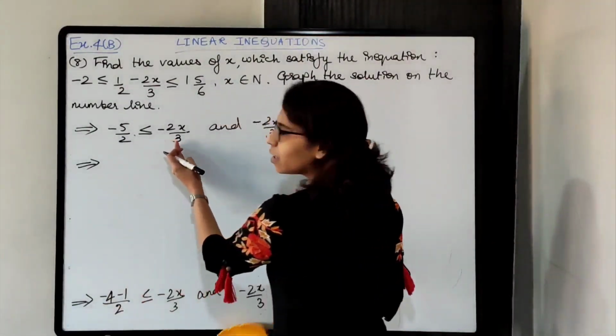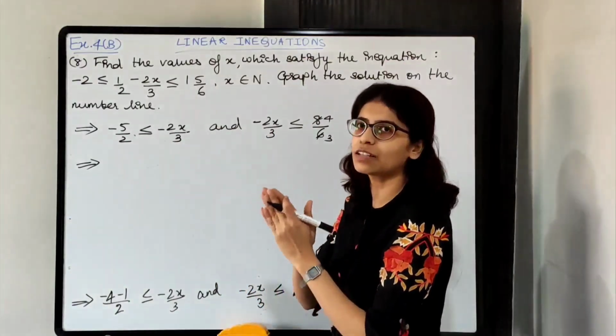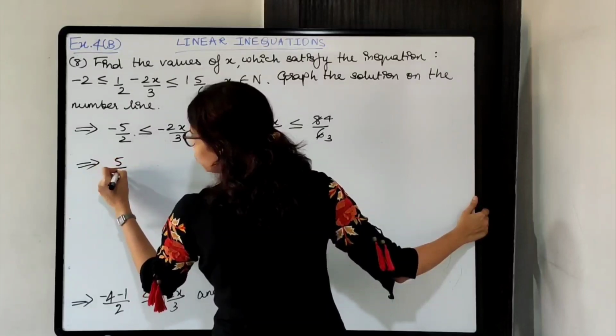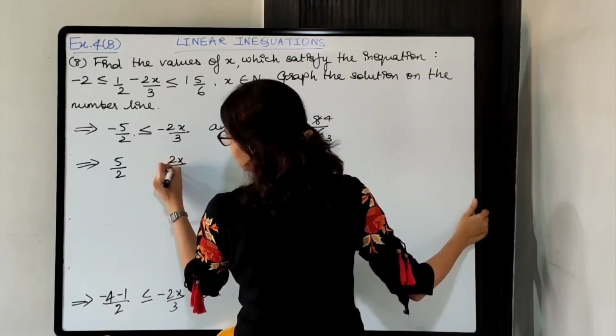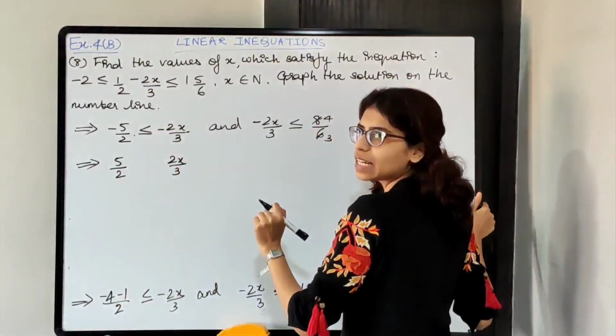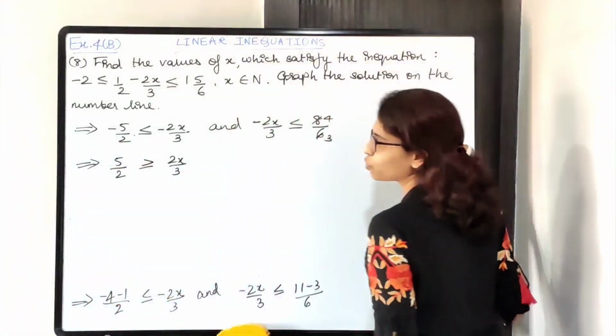So यहाँ पे change होगा तो simultaneously यहाँ पे भी change होगा. You have to change the signs on both the sides together. So -5 by 2 will become +5 by 2, and -2x by 3 will become 2x by 3. When you change the signs, what happens to the inequality sign? It reverses. Less than or equal to है greater than or equal to हो जाएगा.